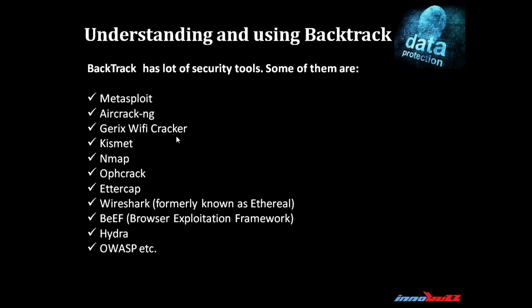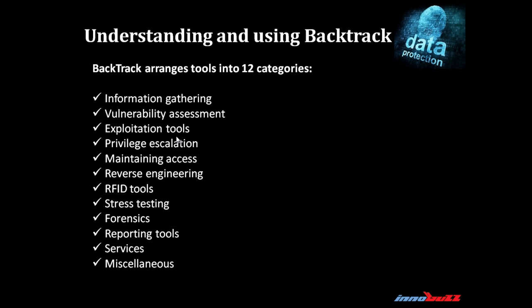Backtrack has a lot of security tools. Some of them are Metasploit, Aircrack-ng, Gerix Wi-Fi Cracker, Kismet, Nmap, Ophcrack, Ettercap, Wireshark, which was formerly known as Ethereal, BeEF or Browser Exploitation Framework, Hydra, OWASP ZAP, etc. In Backtrack, all these tools are arranged into the following 12 categories, namely information gathering, vulnerability assessment, exploitation tools, privilege escalation, maintaining access, reverse engineering, RFID tools, stress testing, forensics, reporting tools, services, and miscellaneous.